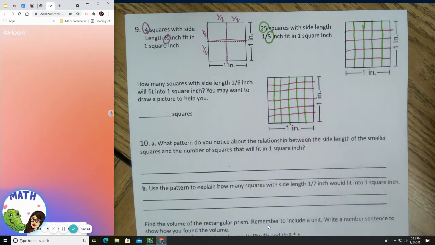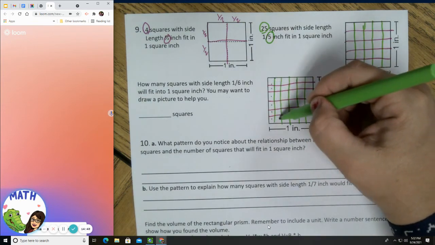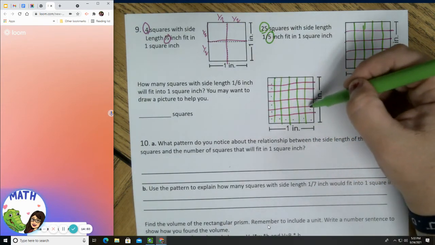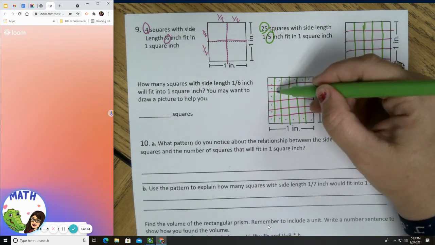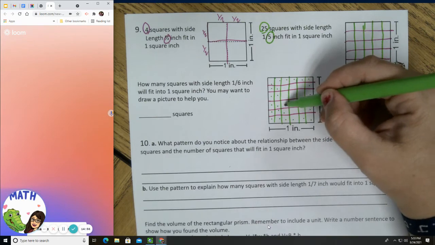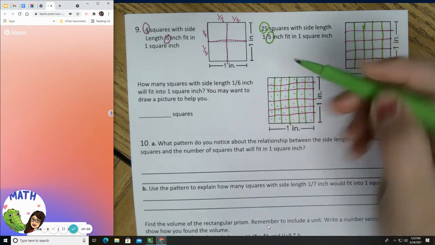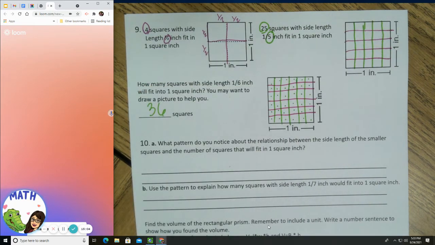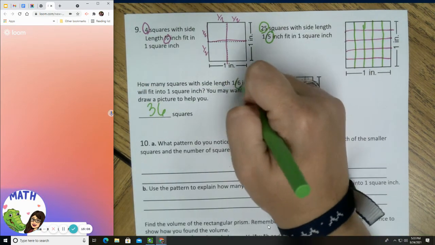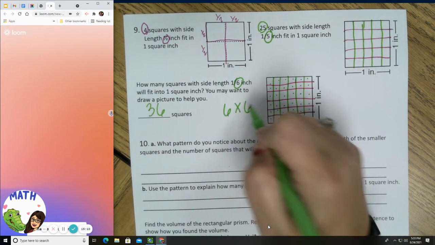And then I can count. Absolutely. 1, 2, 3, 4, 5, 6, 7, 8, 9, 10, 11, 12, 13, 14, 15, 16, 17, 18, 19, 20, 21, 22, 23, 24, 25, 26, 27, 28, 29, 30, 31, 32, 33, 34, 35, 36. Or I could take my denominator and multiply it by itself. 6 times 6.